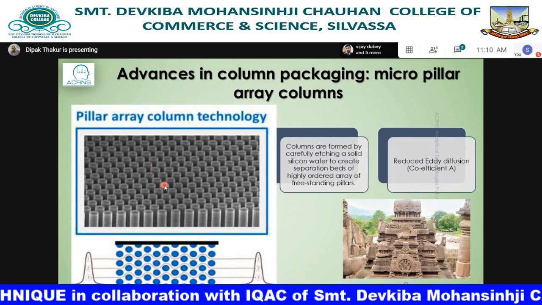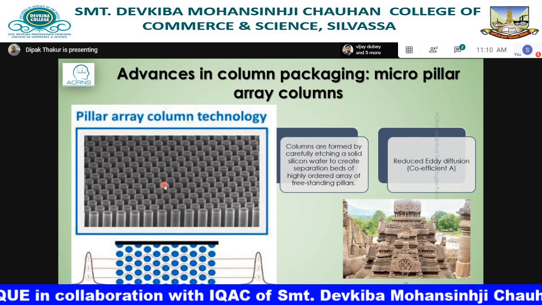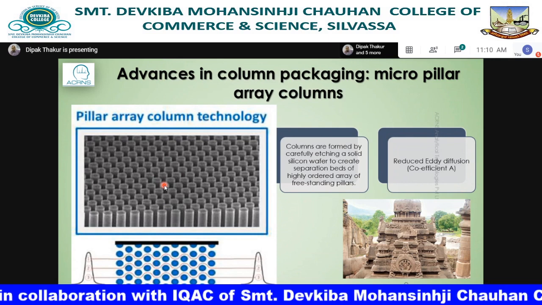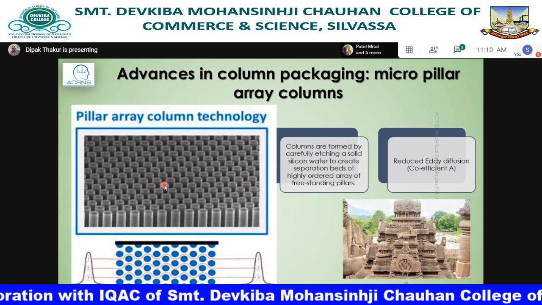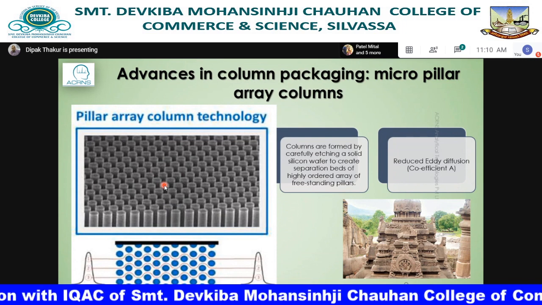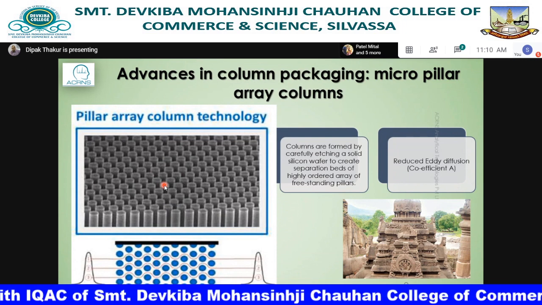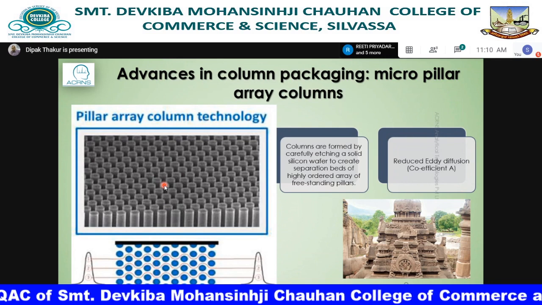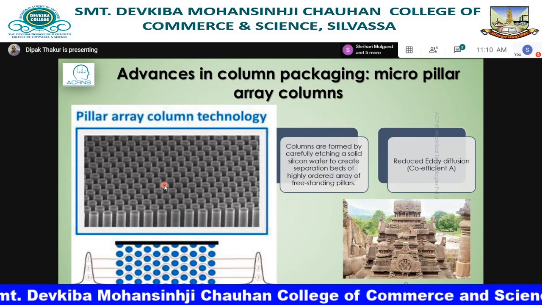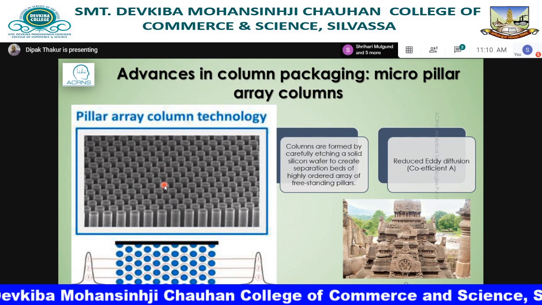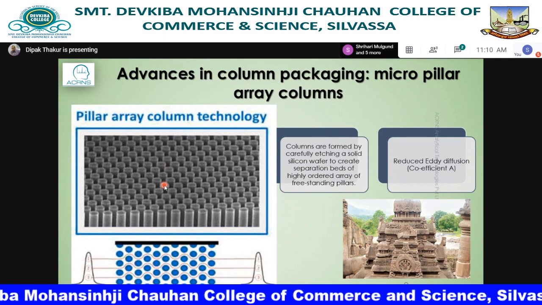So columns are formed by carefully etching a solid silicon wafer to create separation beds of highly ordered arrays of freestanding pillars. So as I mentioned, these pillars are just 18 micron high and 5 micron in diameter. The spacing between them is 2.5 micron.